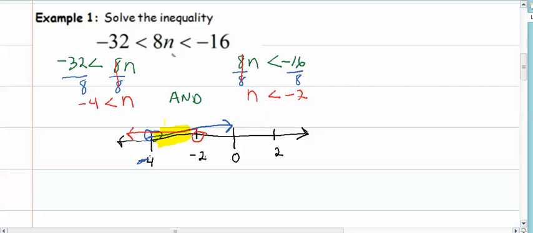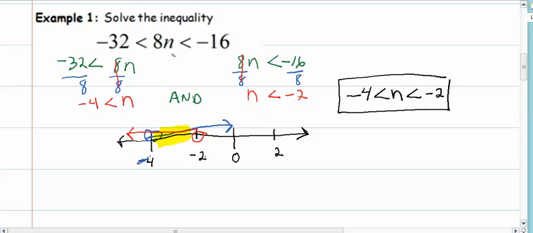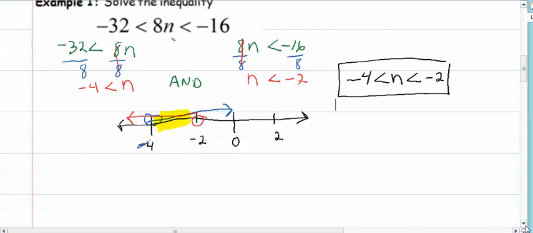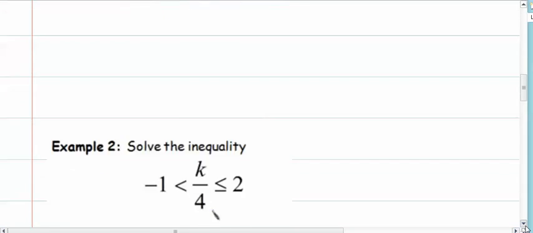Alright, so then when you write this, you may sometimes see it written like this, where they squish it together again. So negative 4 is less than n, and n is less than negative 2. You will see it written like this, all squished together in one. Sometimes you see it written with the n in between. Alright, so that's the first example. Let's try another one. Example number 2.